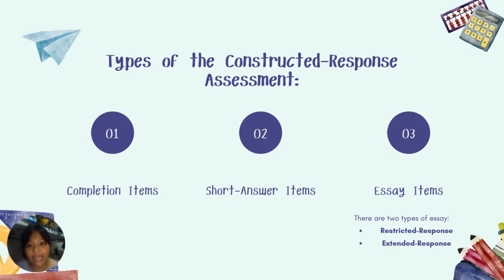And the next one is the essay items. Essays are used to assess deep understanding and complex thinking. In essay items, there are two types, the restricted response and the extended response. Restricted response essays are short essays with a simple answer. They are good for testing specific skills like comprehension and application. The second one is the extended response. These are longer, more complex essays used to assess critical thinking, reasoning, and the ability to organize ideas.